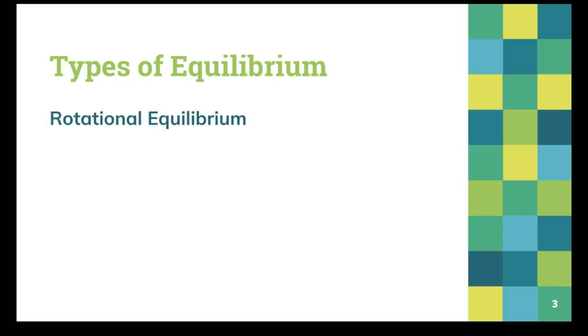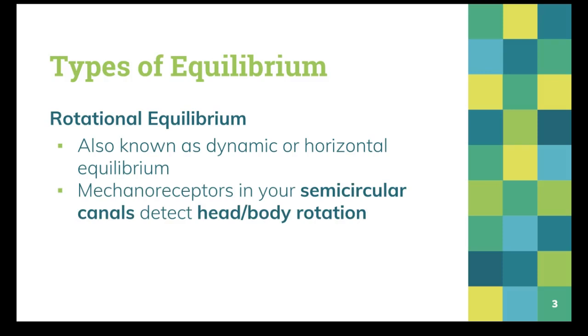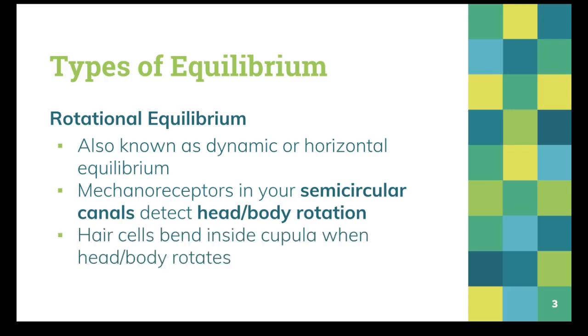So the first one is rotational equilibrium, which can also be called dynamic or horizontal equilibrium. It happens in the semicircular canals and it detects head or body rotation, so spinning in circles. This time we have something called a cupula, which is at the base of our semicircular canals, and little hair cells within them. When they bend, because the fluid within the semicircular canals is pushing against it, that's going to tell our brain that we've been moving or spinning. Okay, so that is everything we need to know about rotational equilibrium.